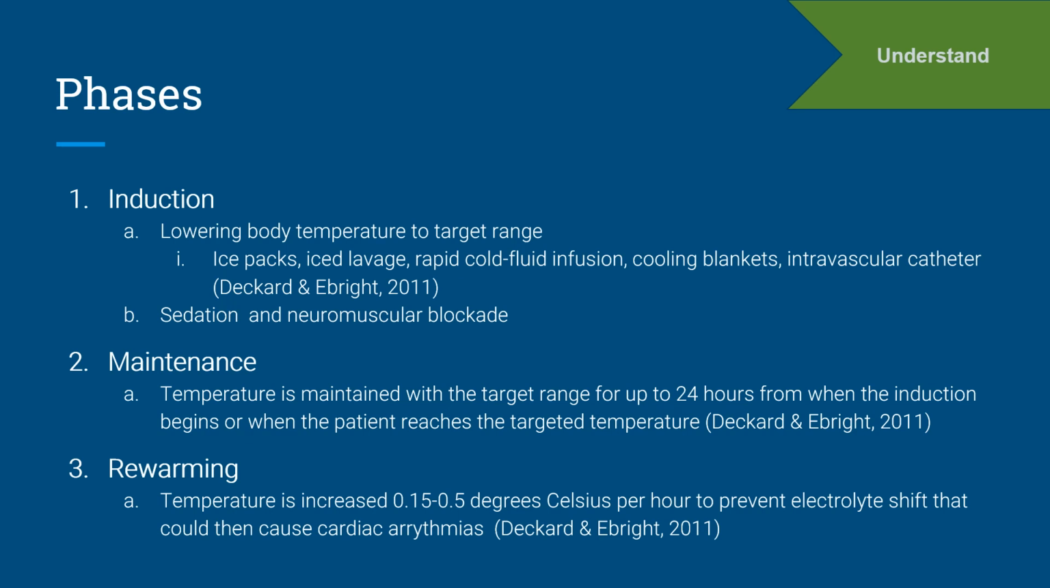And lastly is rewarming, and you want to only rewarm slowly. The temperature would only be increased from 0.15 up to half a degree Celsius per hour to prevent electrolyte shifts that could cause cardiac arrhythmias. And remember, cardiac arrhythmias tend to be associated with potassium, and normal levels for potassium are 3.5 to 5 milliequivalents per liter. So that's something that as nurses we would need to be constantly assessing, checking the lab values to make sure that there's not too much of an electrolyte shift that could cause the patient future complications.